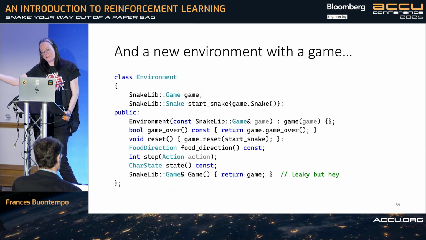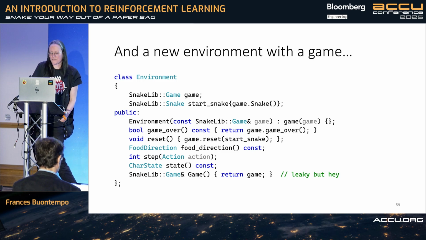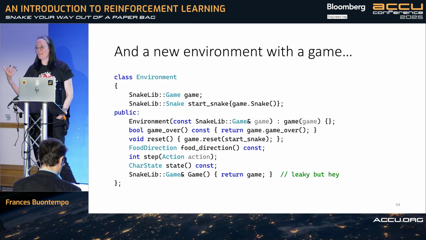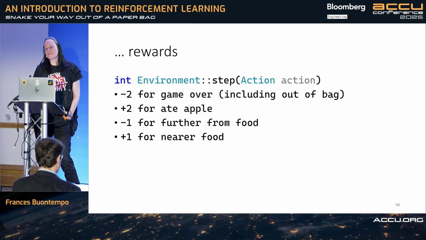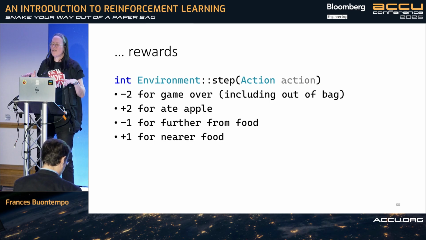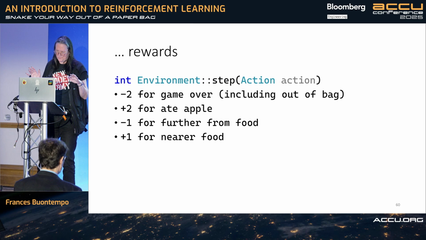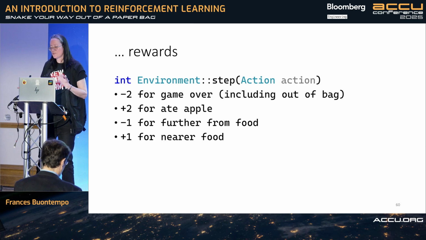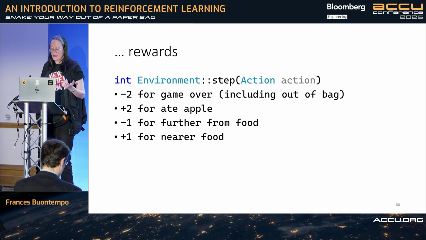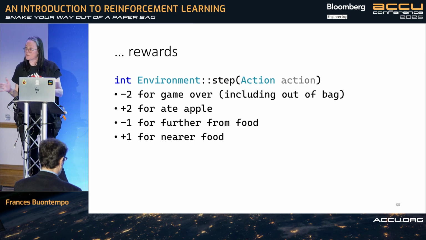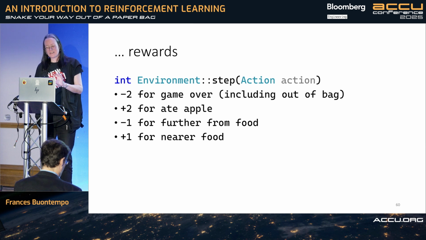So the environment's now going to take a game. And I've done a slightly leaky environment so I can render it using the SFML so it looks like a snake game. And this time, well, what rewards do you give? This time, I'll let it go out the bag still. I'm going to give it 2 points if it eats an apple, -2 points for game over. If it gets further away from the food, it gets -1. If it gets nearer the food, it gets +1. So I have baked in some encouragement. I haven't told it the rules. I've told it a little bit.